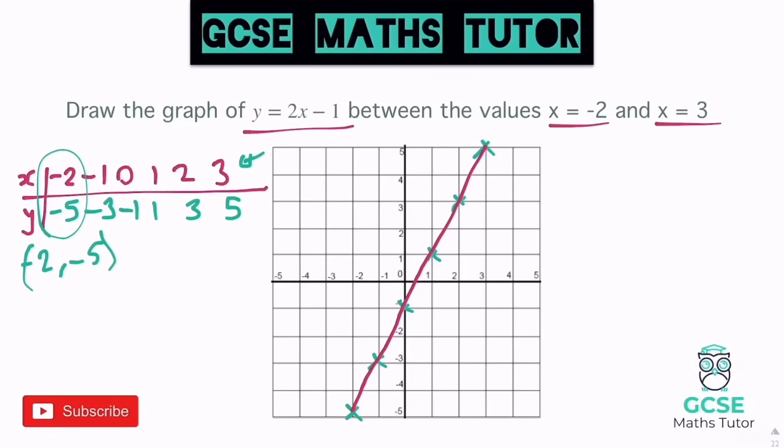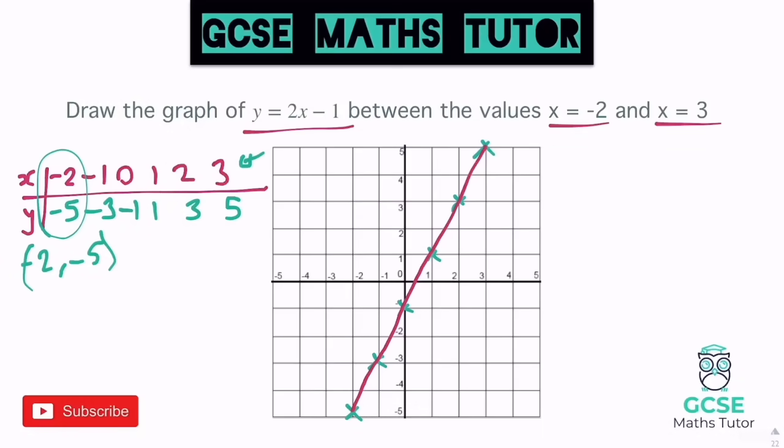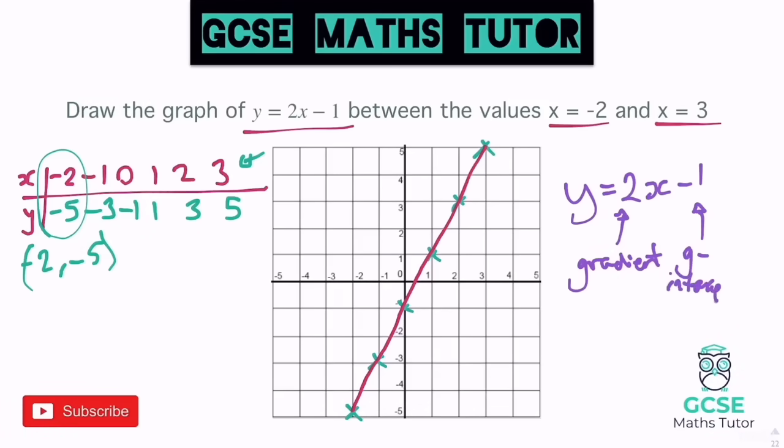You can actually do a little trick with this one, which is quite nice if you know what these pieces in there mean. So the 2 in front of the x, let's draw this over here, y equals 2x minus 1. The 2 there represents the gradient, and the minus 1 there represents the y-intercept. Okay, where it crosses the y-axis. So let's have a look there.